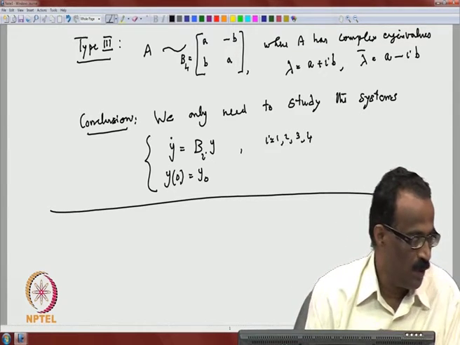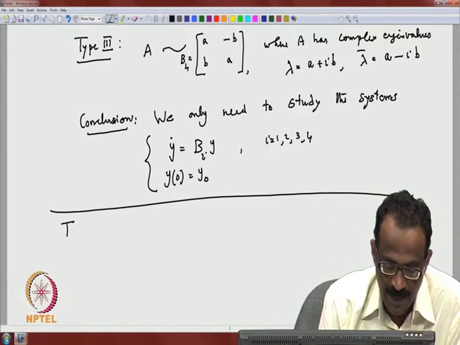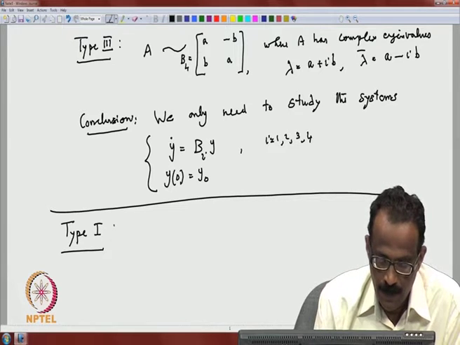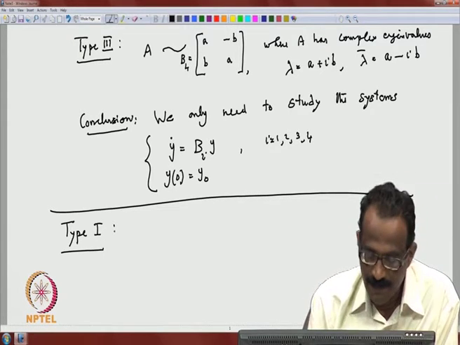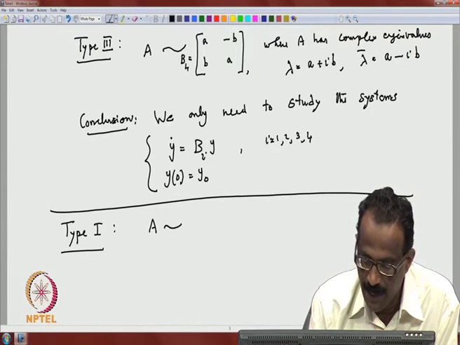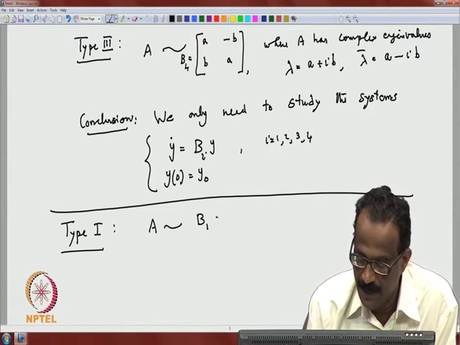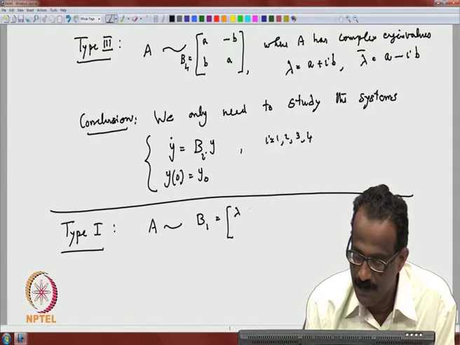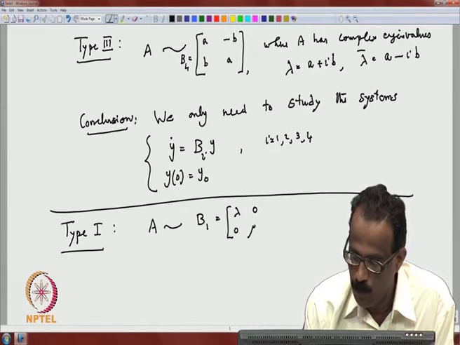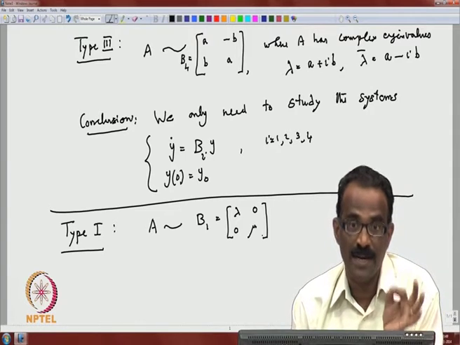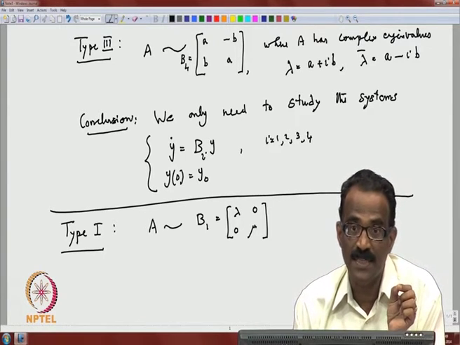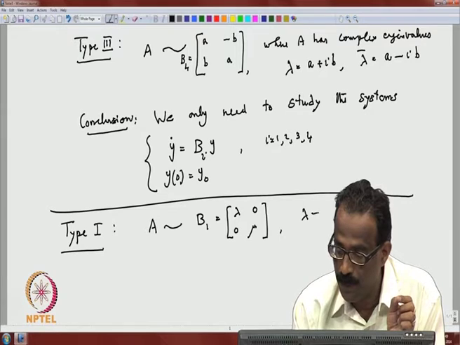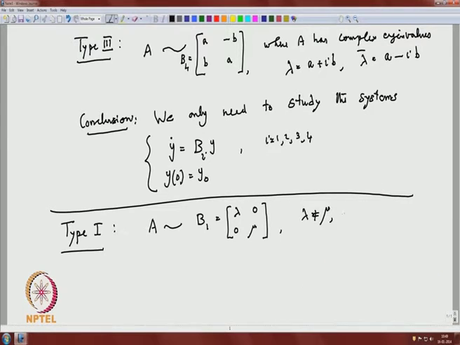So, we are going to do the type 1 case now. We start with type 1. In type 1, let me recall again, A will be equivalent to B1 equal to the matrix (lambda, 0; 0, mu). This is the case where A has two distinct real eigenvalues, lambda not equal to mu. Okay. So, we want to understand this thing.